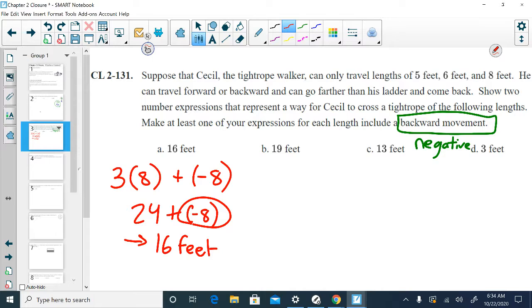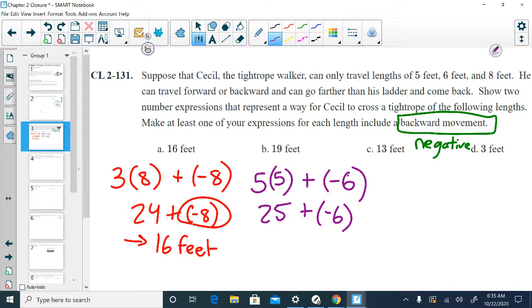And now we're looking at 19 feet. I'm going to do the same thing. I'm going to start off with some multiplication. So I'm going to tell him to go 5 feet 5 times. All right, so that'd bring me to 25. So then I would need to add negative 6 feet to bring him back to 19. So that would give me 19 feet. And we also have our negative number in there, that negative 6.